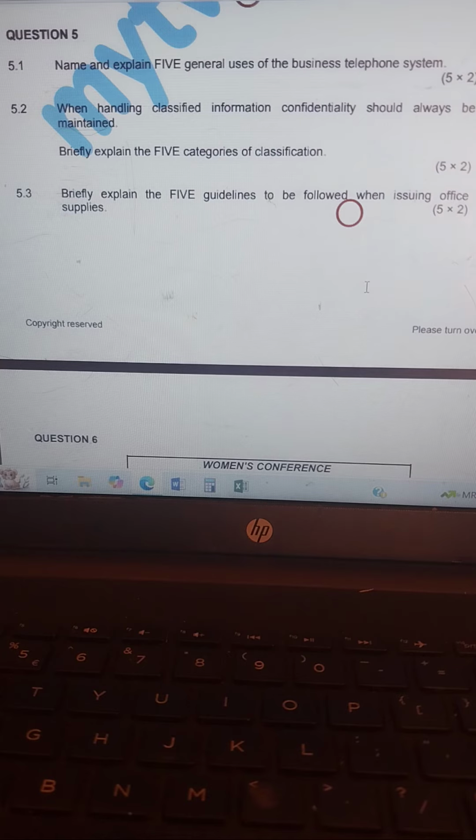5.2 says, when handling classified information, confidentiality should always be maintained. Briefly explain the 5 categories of classification. Number 1, we have top secret. Extremely serious damage can be caused to a nation when revealed. Number 2, we have secret. Reasonably serious damage can be caused to a nation when revealed.